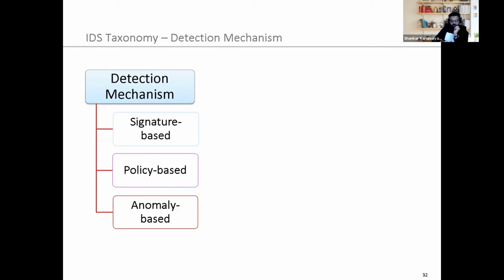So in terms of detection mechanisms itself, you have three different types. You have signature-based. This is the most common IDS detection mechanism. It knows what is malicious. Policy-based knows what is allowed.